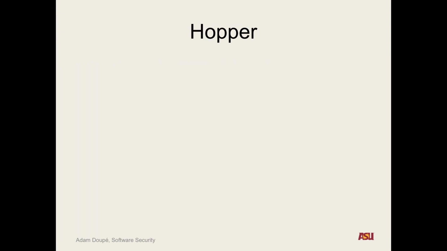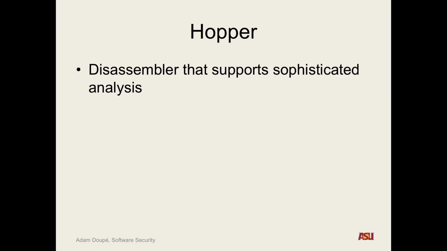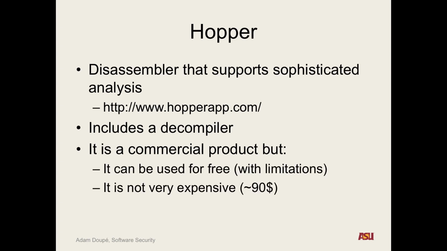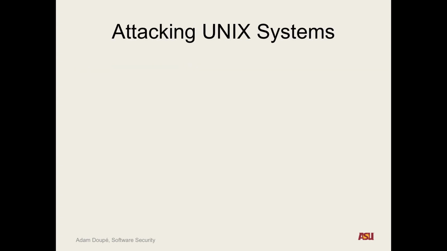There's other newer stuff. There's a tool called Hopper that is a disassembler. It includes a decompiler. I don't know exactly how good it is yet. It's a commercial product, but you can use it for free, and it's actually not very expensive. I mean, compared to IDA, everything's cheap compared to IDA. But you can get very far with objdump and your brain. So those are nice things. Okay. Any questions on this before we get onto our attacks?